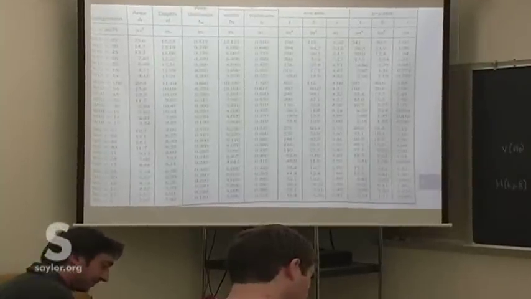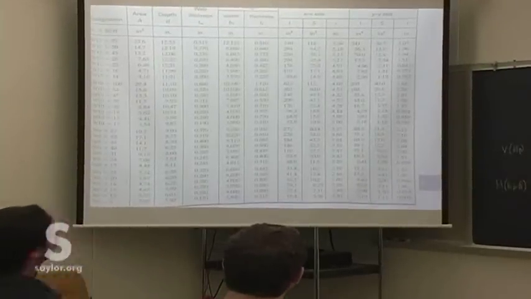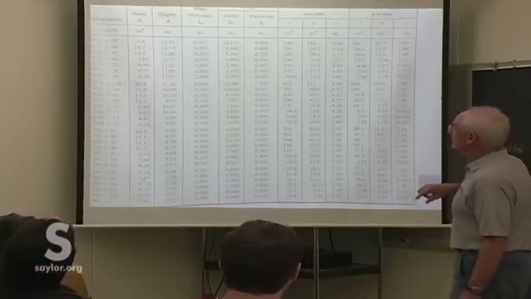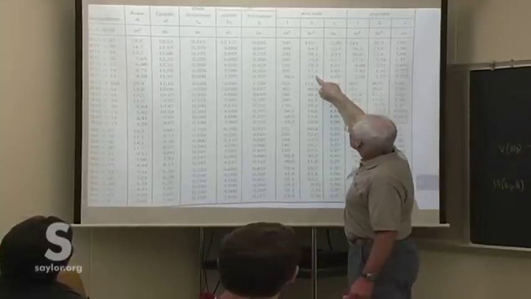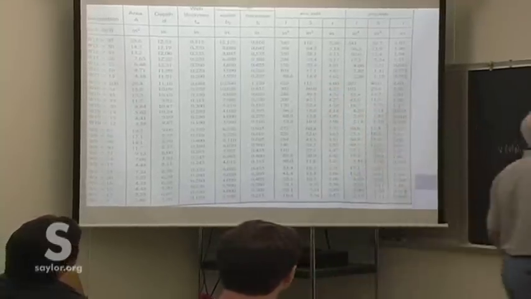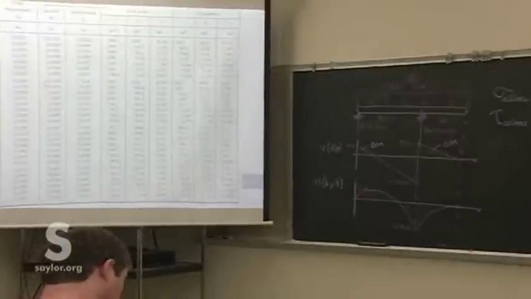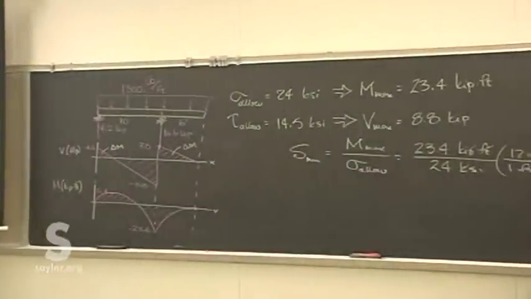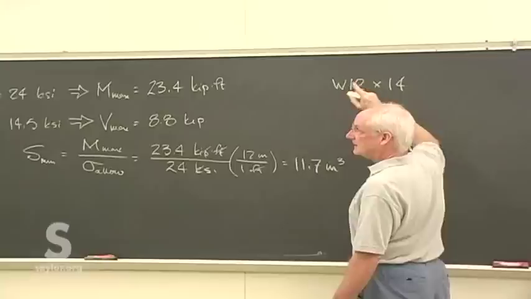Okay, we can pick out a couple beams that look juicy. It's fun. Everybody loves to shop. So that's what we're doing. I want the orange one. 14, yeah. So a W12 by 14 has a section modulus of 14.9. Red beams are more expensive.